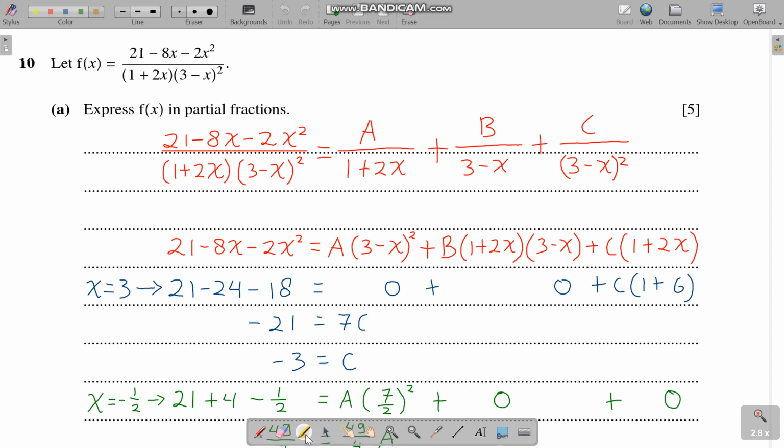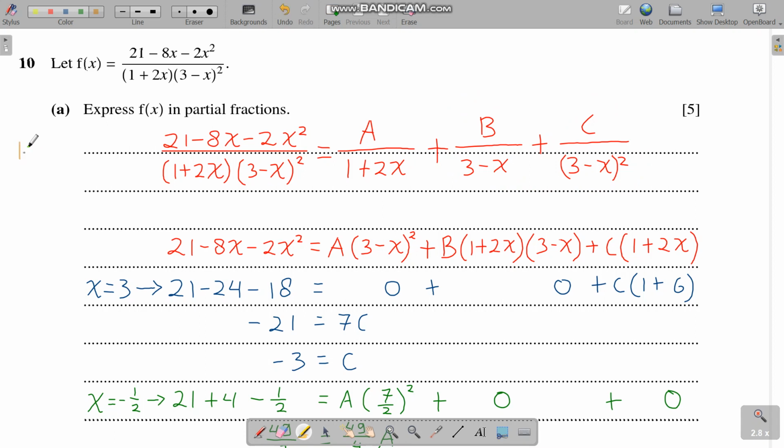So the first step is to identify the forms we have to use for the partial fractions. Because of this simple linear factor, we have to use something divided by 1 plus 2x. And because of the repeated linear factor, we have to use two terms: something over 3 minus x, something else over 3 minus x all squared. So again, only because of this one factor in the denominator, we have to use this form. And now we can simplify.